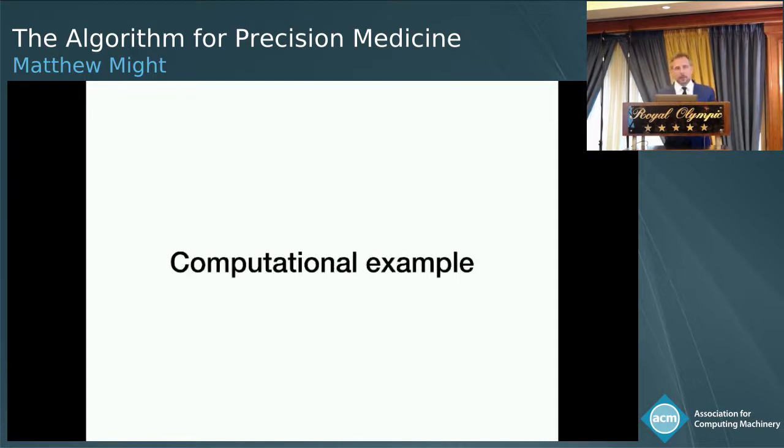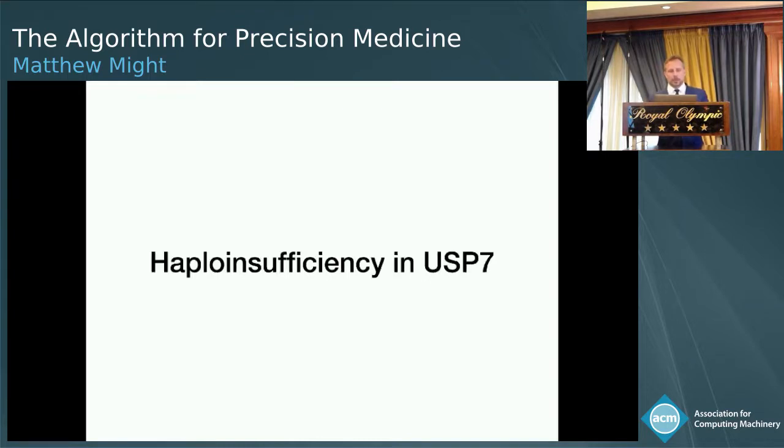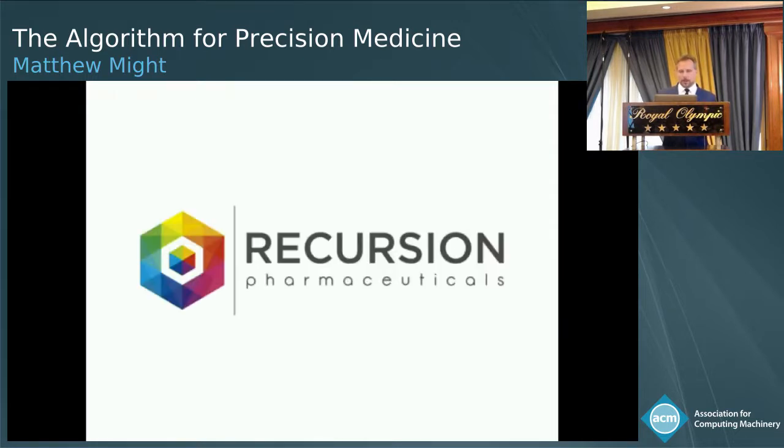I'll give you an example of the kinds of things that happened under PEPMA. We did this in a variety of ways. Some of it was very bench science, some of it was very computational. In one of the computational cases, we had a newly discovered disorder called haploinsufficiency in USP7, meaning they were missing one of their copies of USP7, and this is essentially the first patient discovered with this disease. There's a company I was collaborating with at the time that could model this disease in cells.